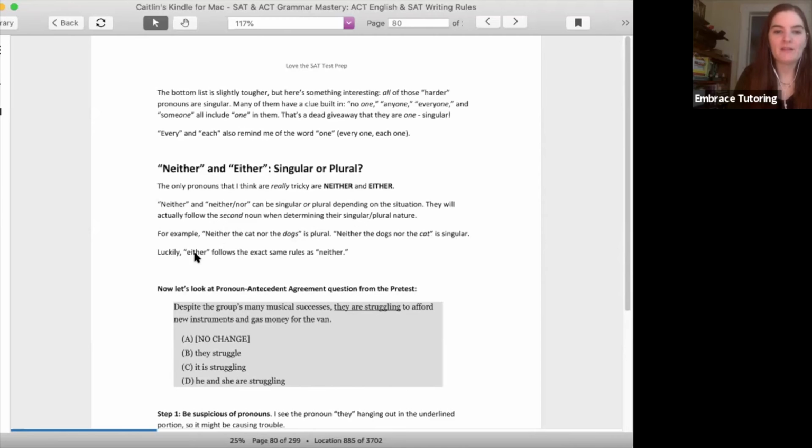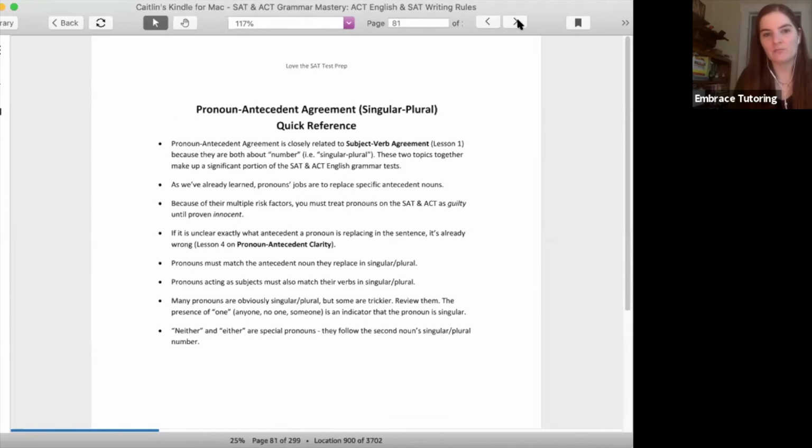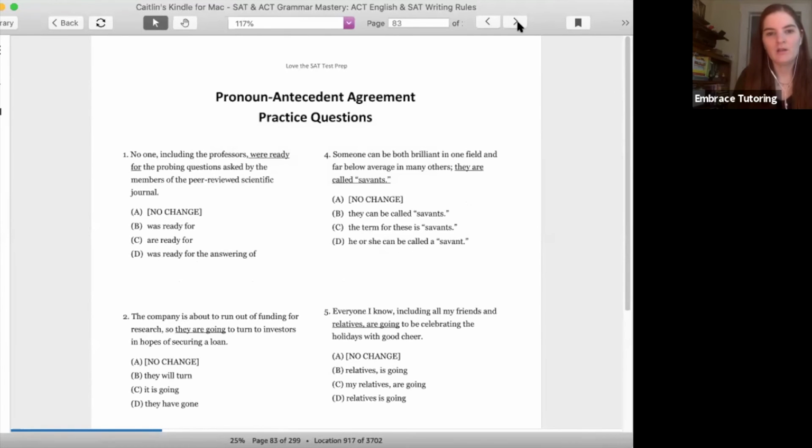And either really follows the same rules as neither. So neither could be plural: neither the cat nor the dogs. You're ending with dogs as plural, so therefore you're dealing with a plural. Neither the dogs nor the cat is singular. Okay, so I think that's relatively straightforward, but they follow the second noun's singular or plural number.